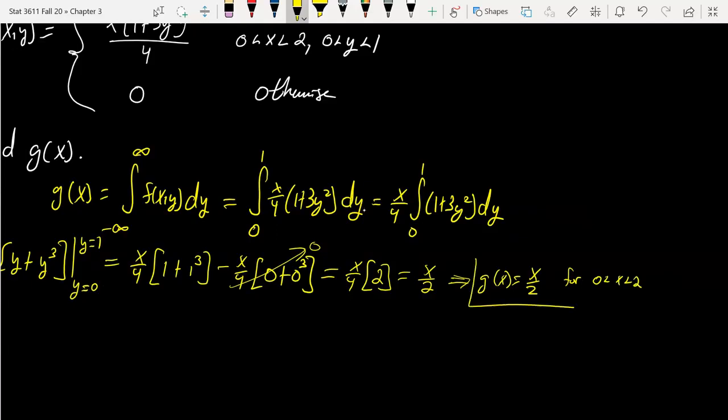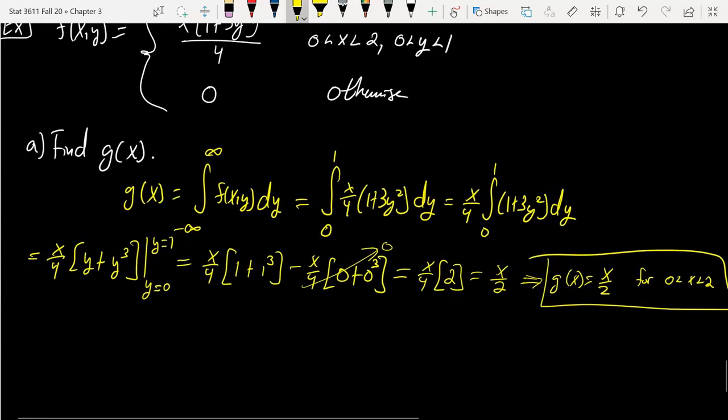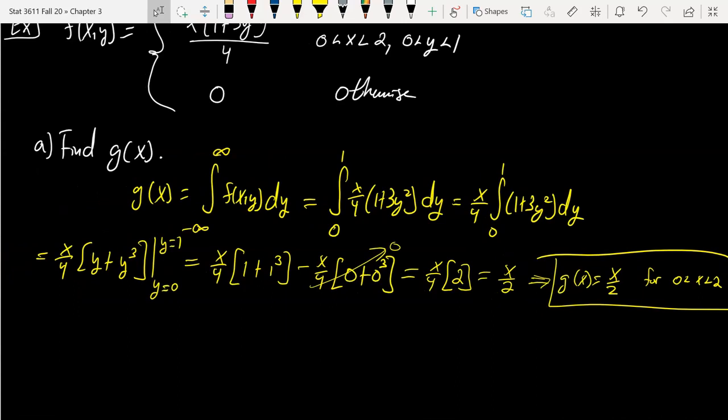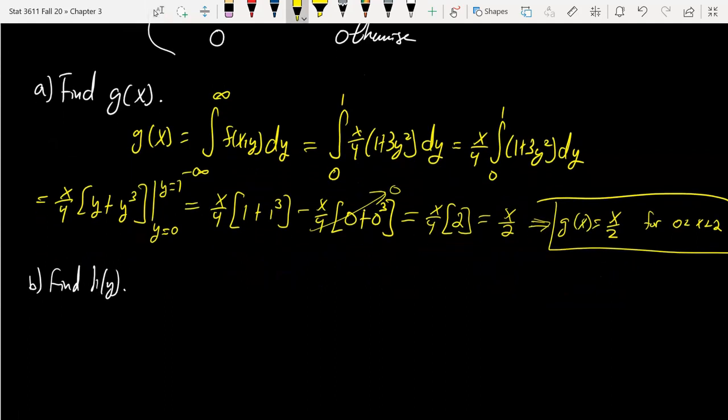X goes from 0 to 2. Okay. Looks good. For good measure, let's just go ahead and find the marginal with respect to y as well. So remember, h of y then, same setup.